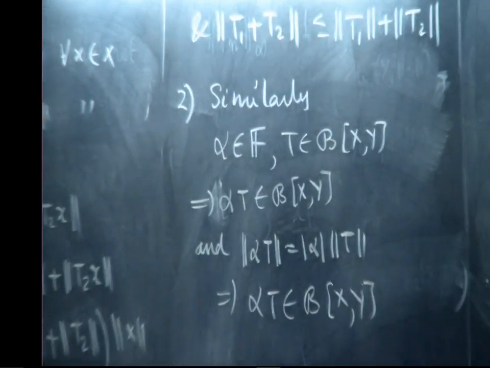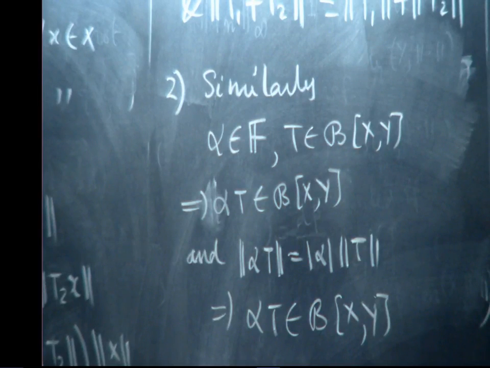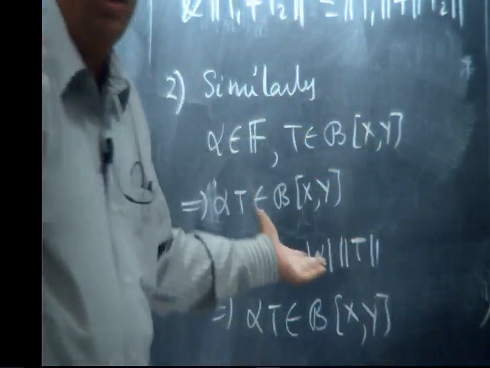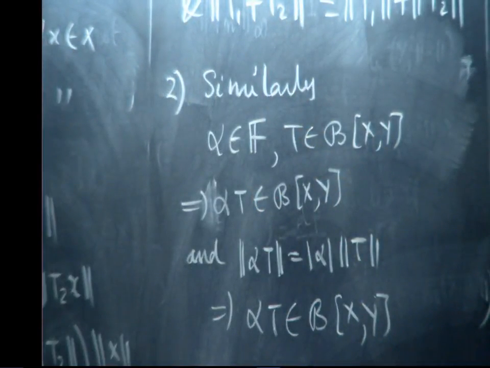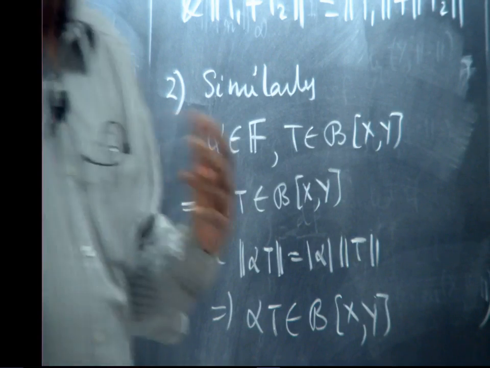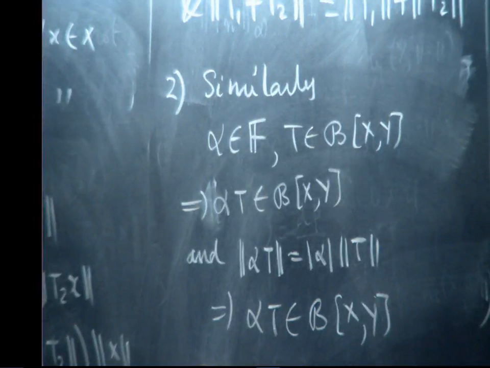So, what is the conclusion? Bxy is a vector space. It is sitting in the bigger vector space called Lxy. Bxy is a subset of the bigger vector space Lxy, and it is closed under addition and scalar multiplication, and therefore it should be a subspace. So, the set of all bounded linear transformations form a subspace of the set of all linear transformations.